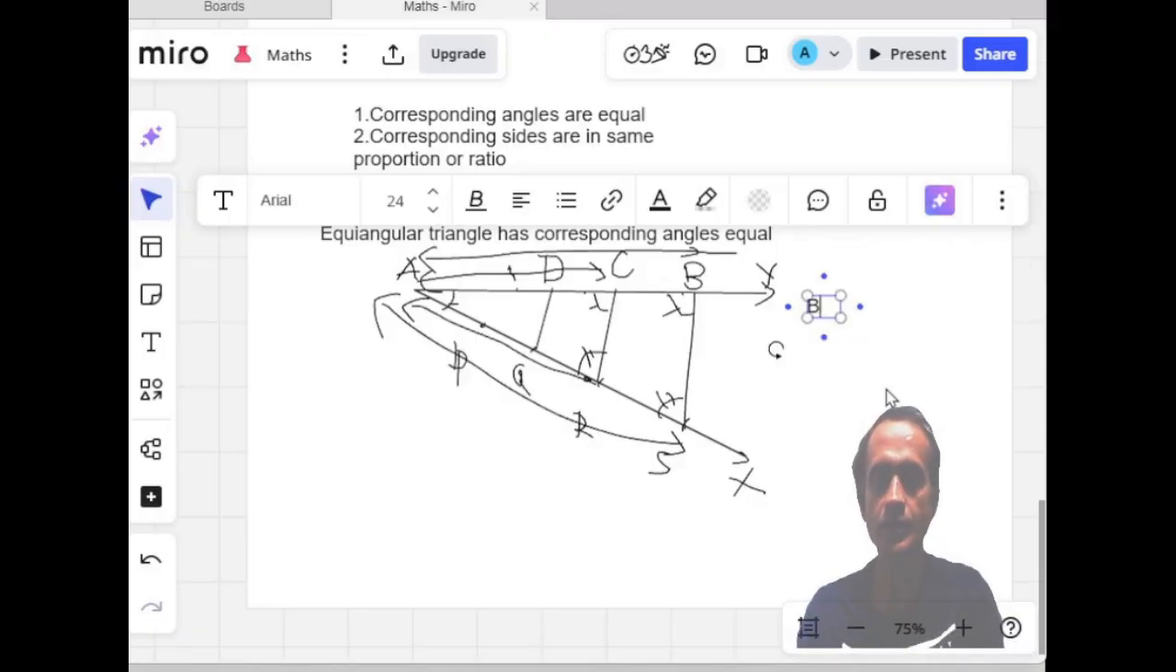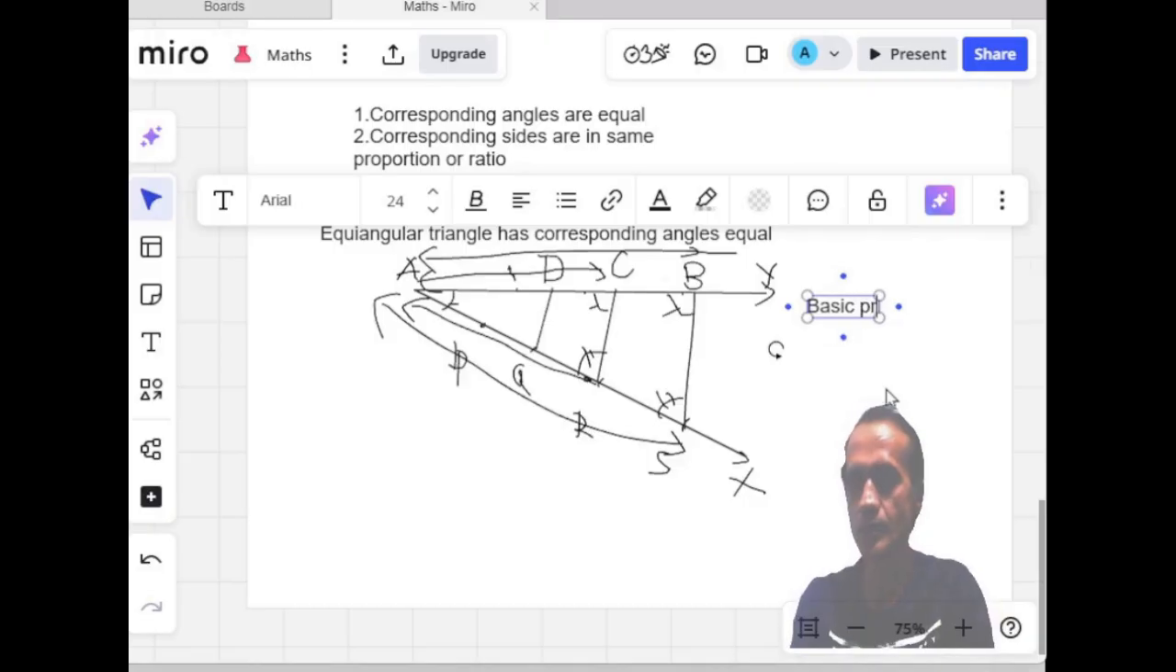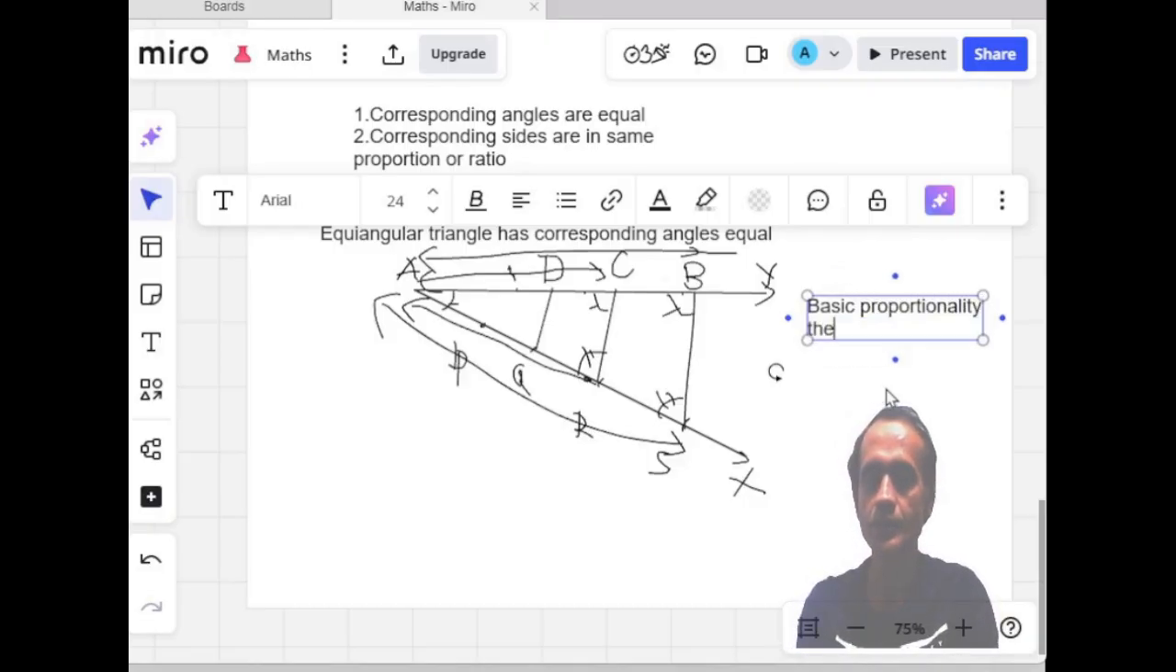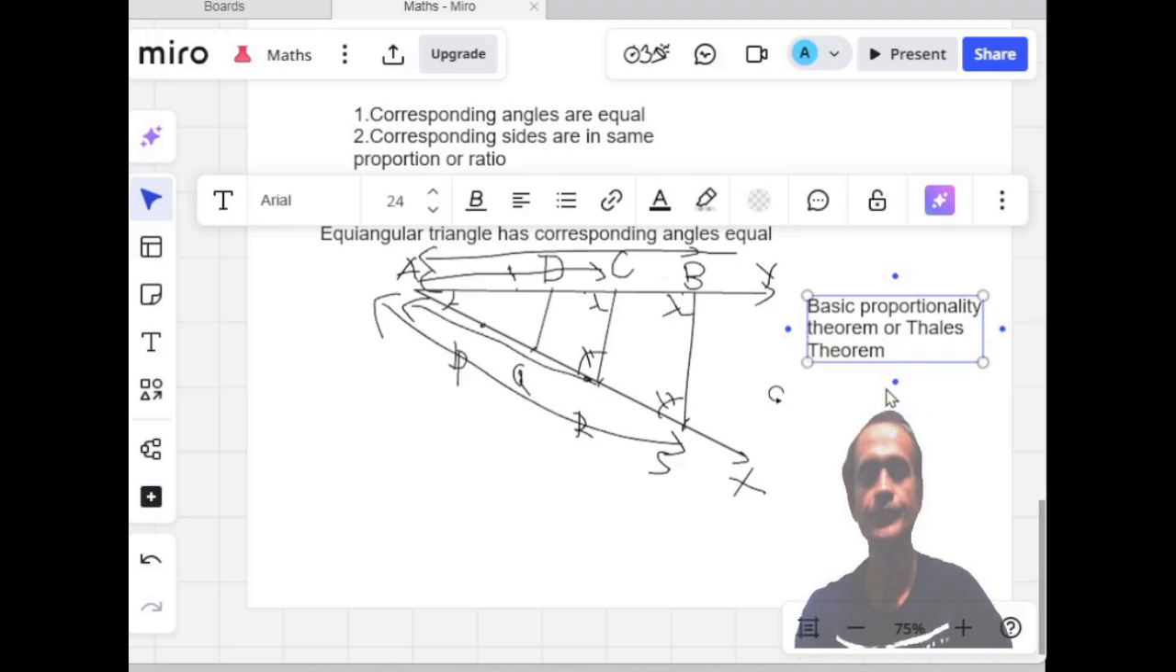So this is our basic proportionality theorem, or Thales theorem, that equiangular triangles have corresponding sides proportional.